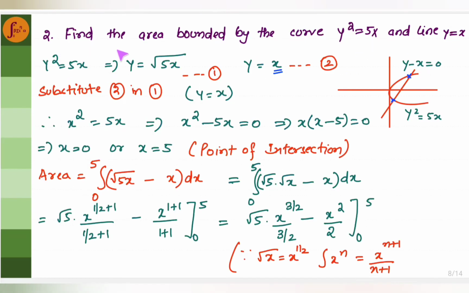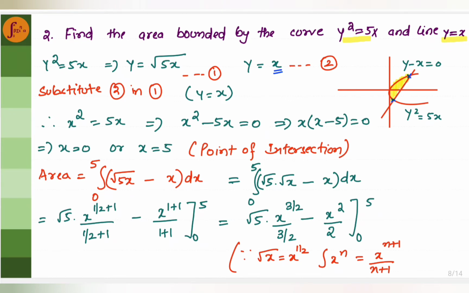So let's take a second example where we have to find the area bounded by a curve and one line, right? In the earlier example, we saw two parabolas. Here it is one parabola and one line. So we have to find the area of this region, that is this one. So we have two functions here. This is one function, and this is the other function.